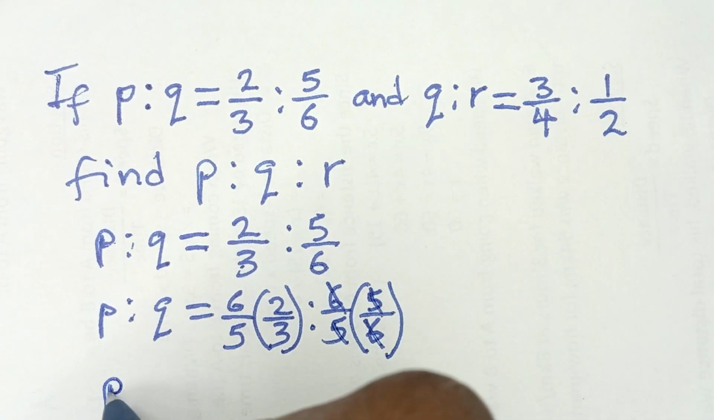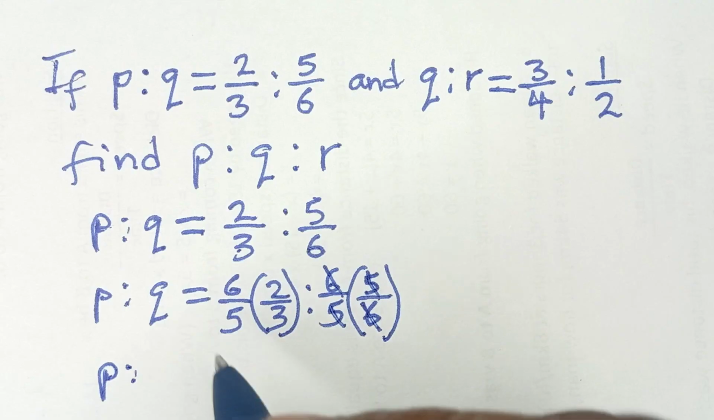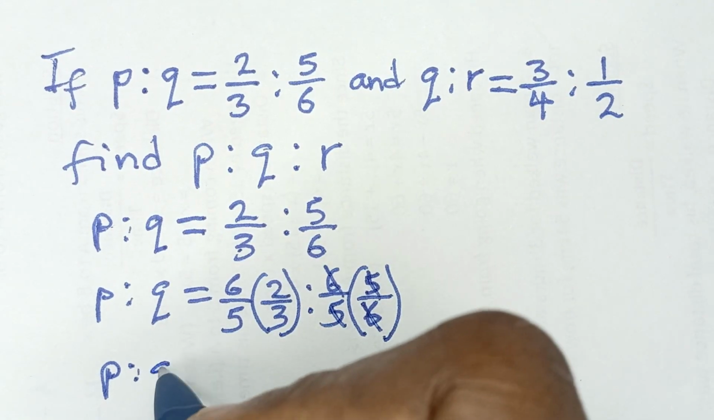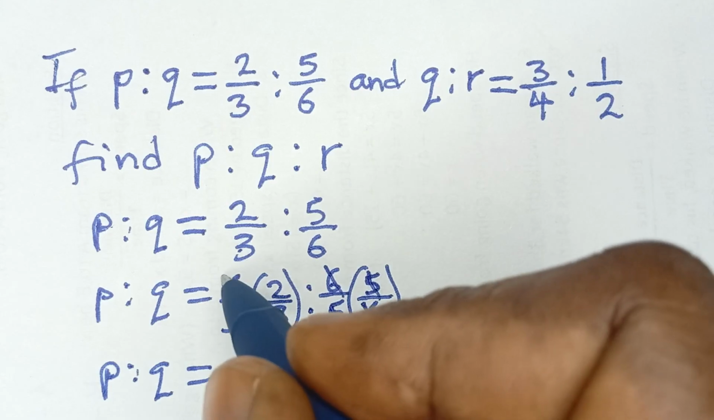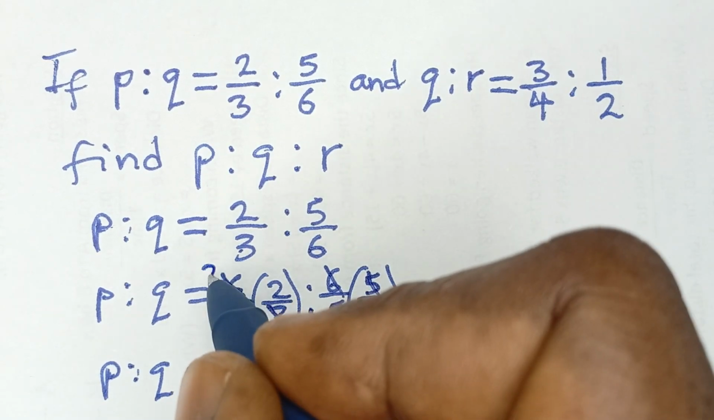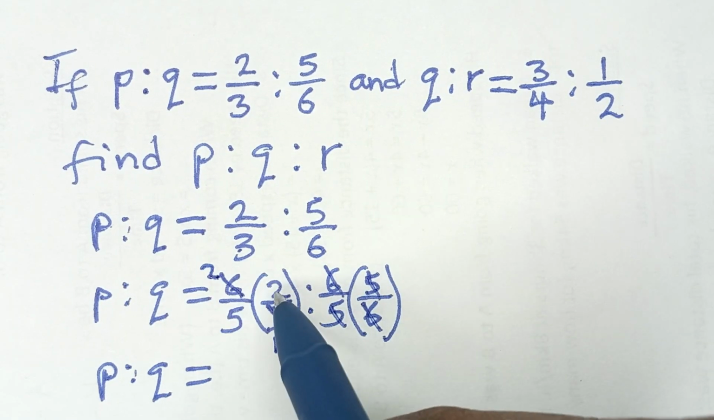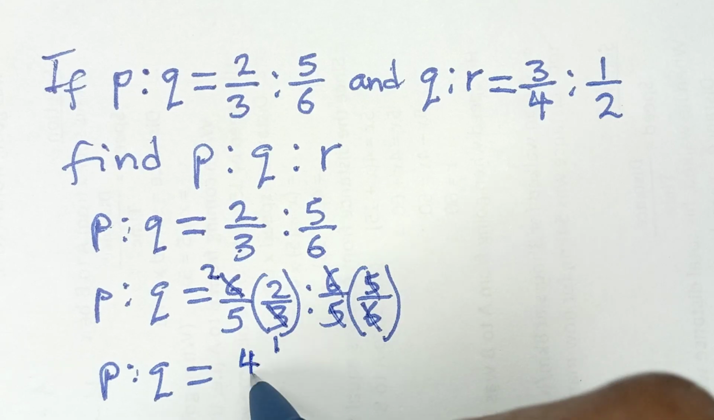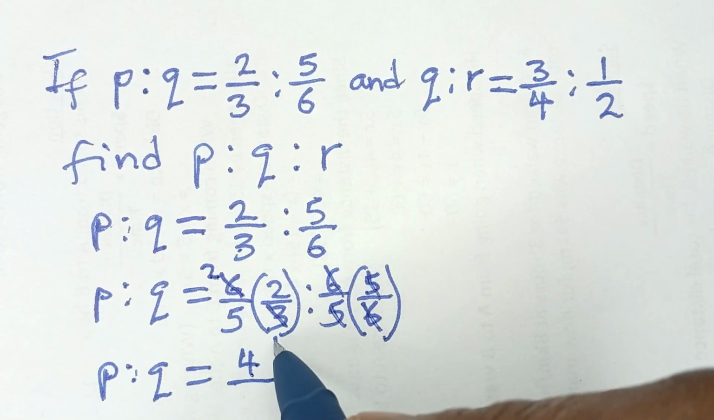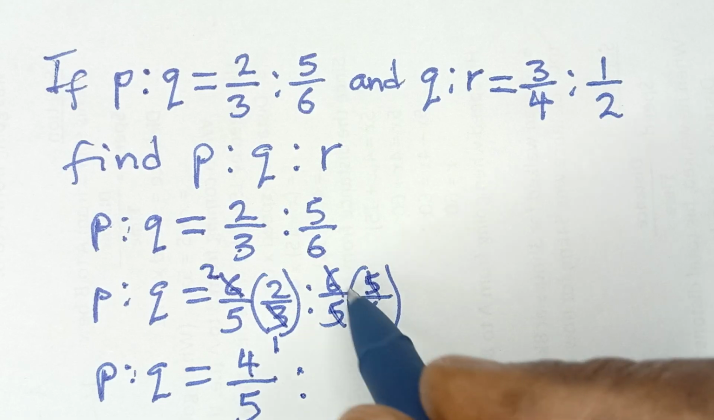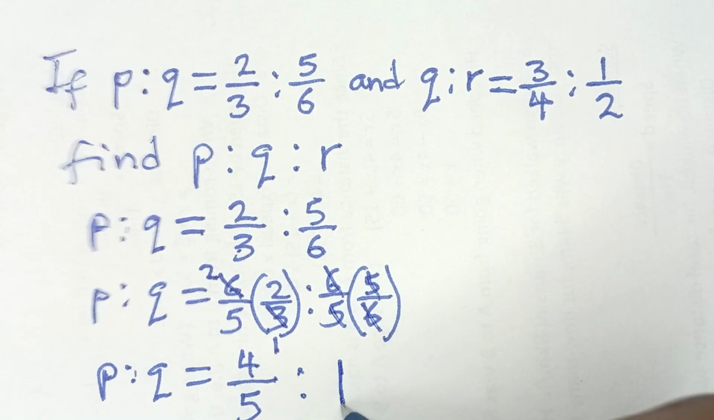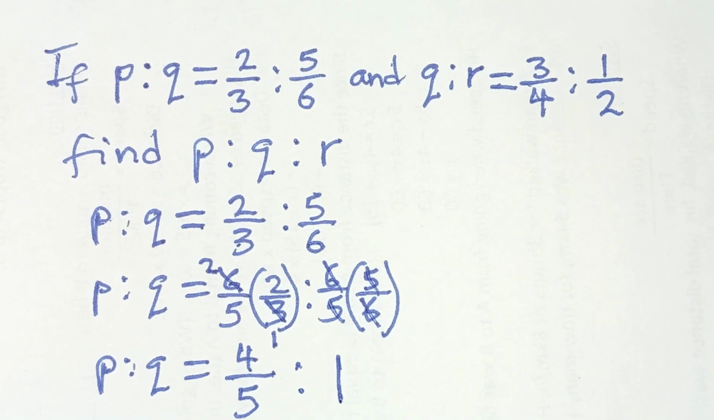So I'm going to say P ratio Q is equal to 3 here is 1 and 3 in 6 is 2. So 2 multiplied by 2 is 4, all over 5 multiplied by 1 is 5. Then ratio, don't forget that this part has become ratio 1. So now I have ratio 1 that I've made Q on this left-hand part.